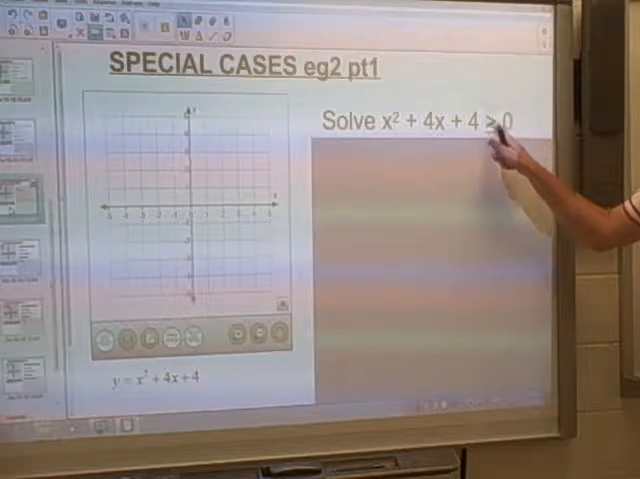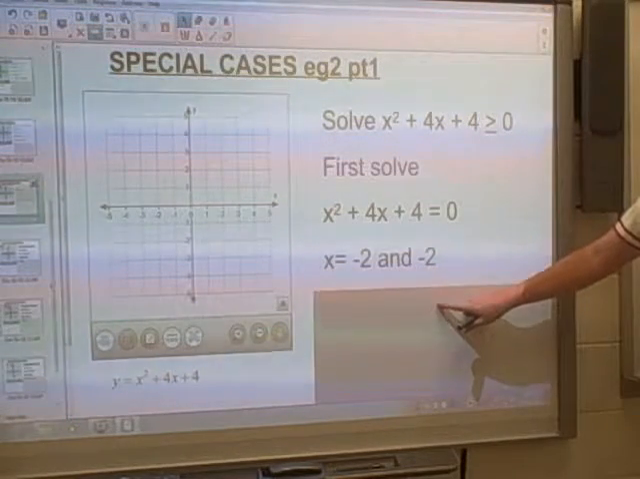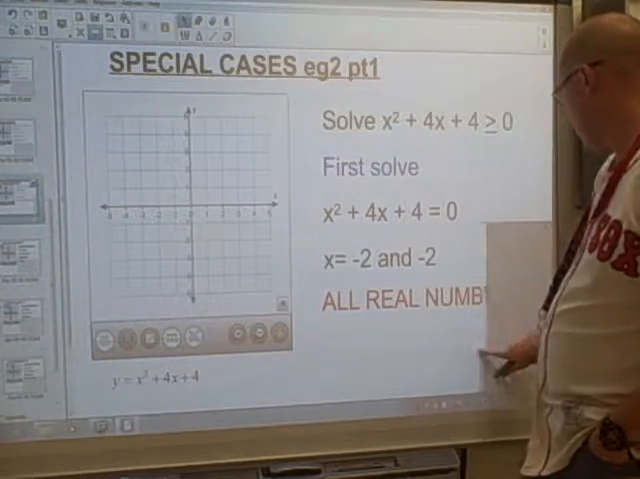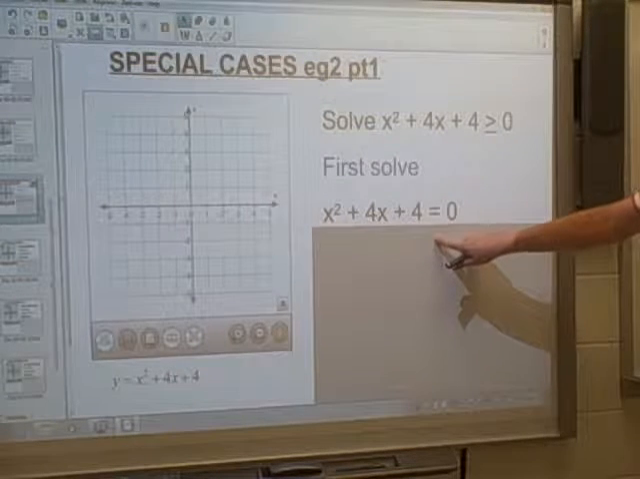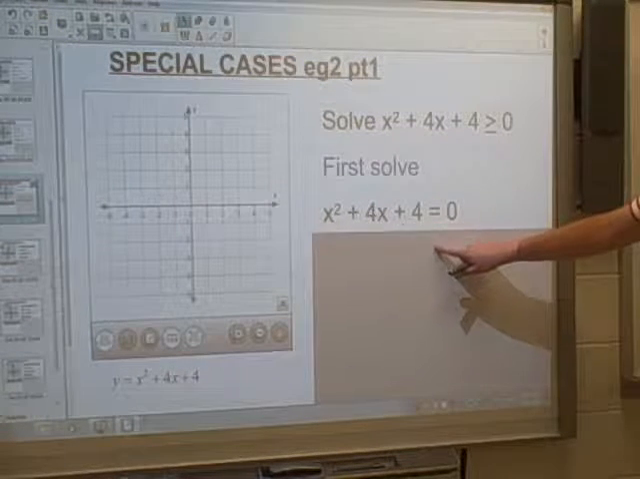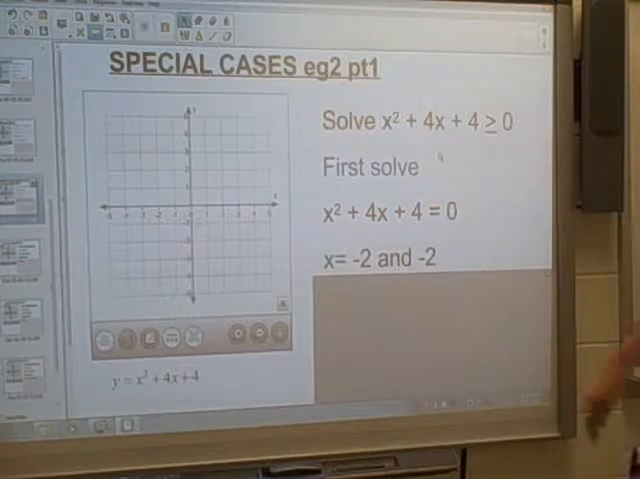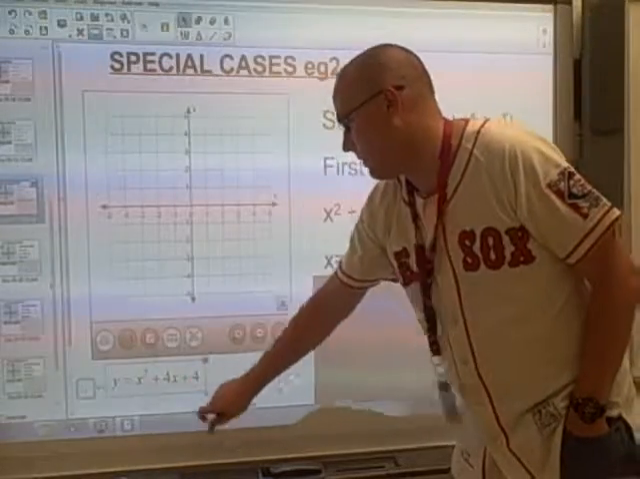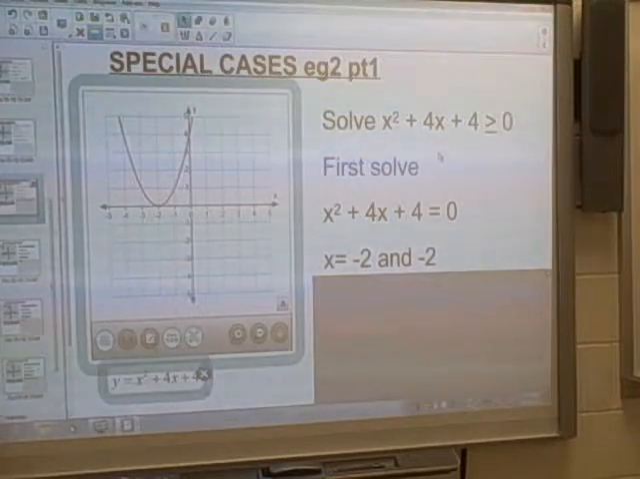Slightly more tricky is if I put greater than or equal to. So same thing as we did before, find our roots, we can draw the graph again. Oops, a little bit too much revealed on this one. So if I try and solve this one, it actually factors perfectly, x plus 2, x plus 2. So it means our roots are both negative 2. So when I come to graph this one, what I actually get is this.